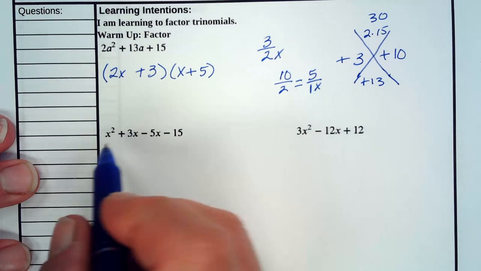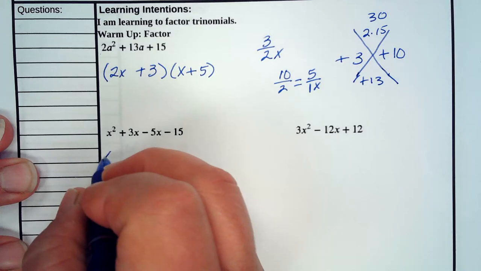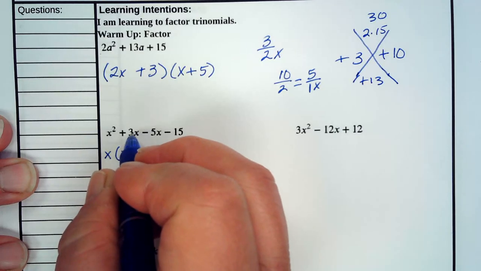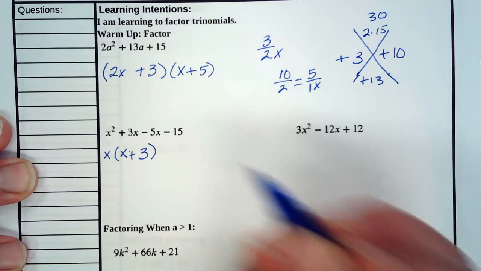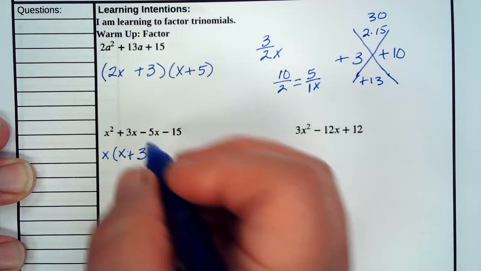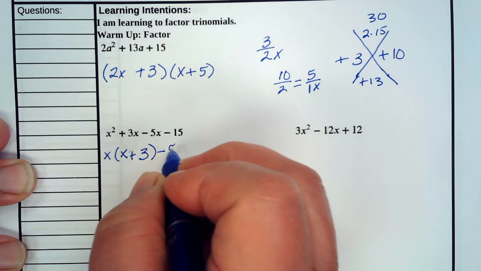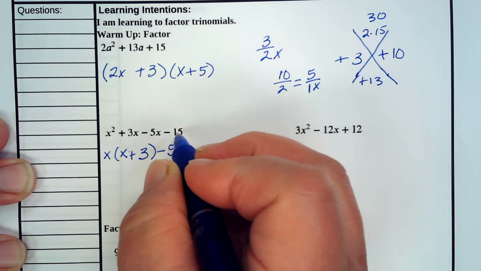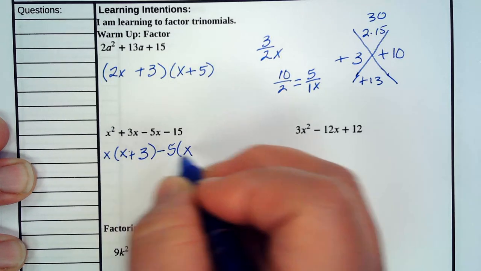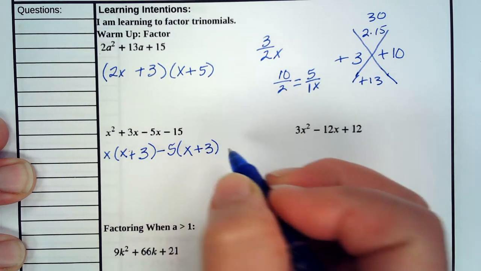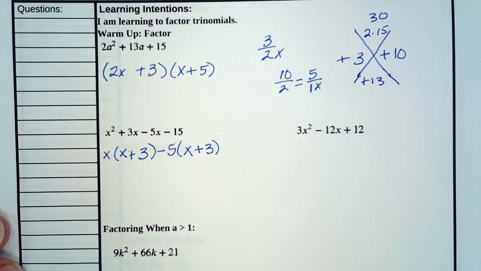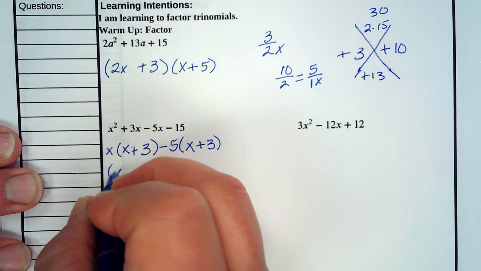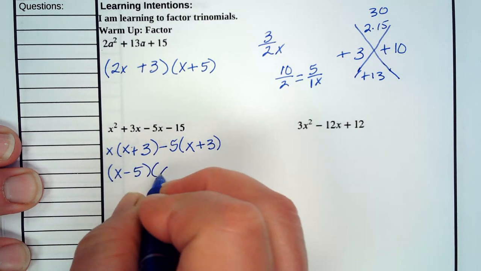On this one, we can factor out x. X squared divided by x is x, plus 3x divided by x is 3. Now, I can factor out negative 5. Negative 5x divided by negative 5 is x. Negative 15 divided by negative 5 is positive 3. I look at my parentheses. Are they the same? Yes. So I know I've done it correctly. So this is x minus 5 times x plus 3.